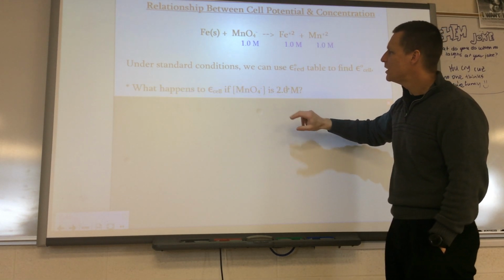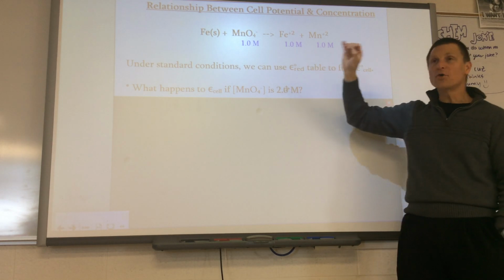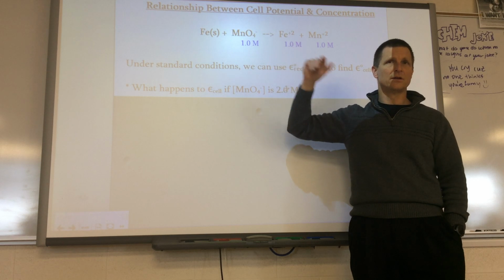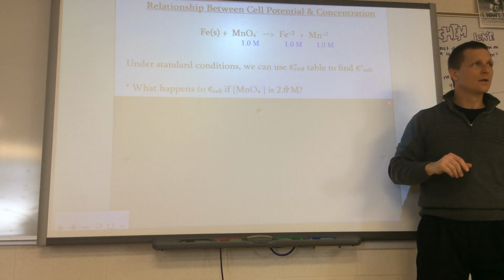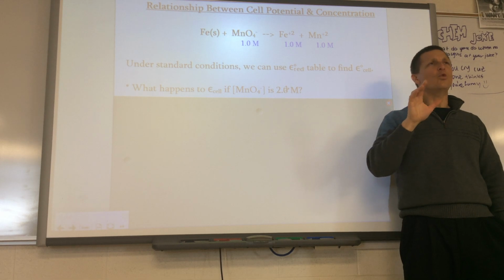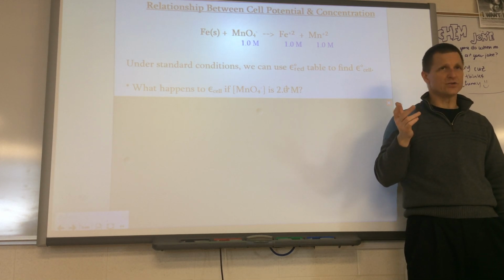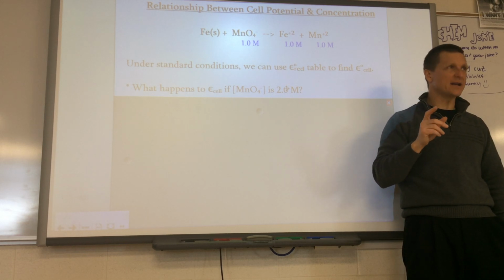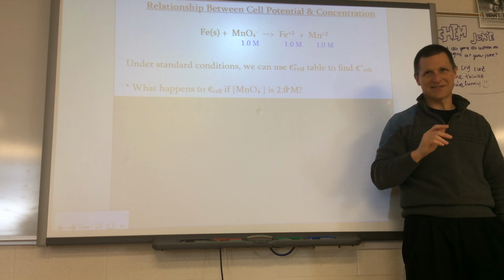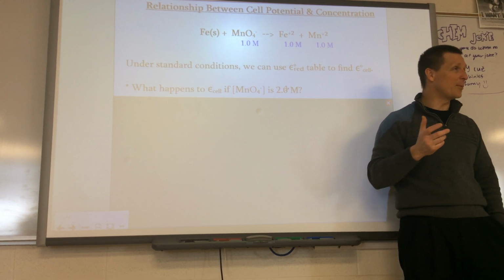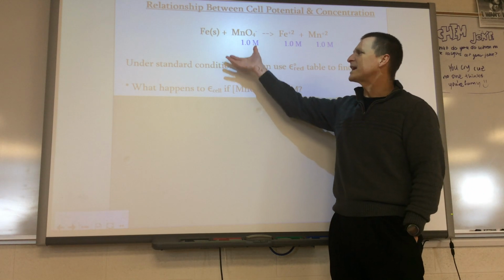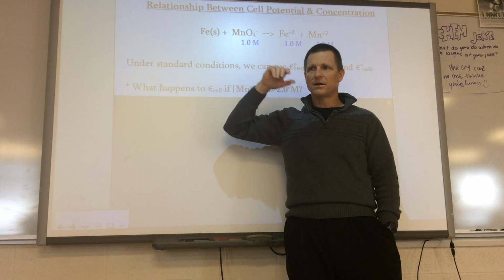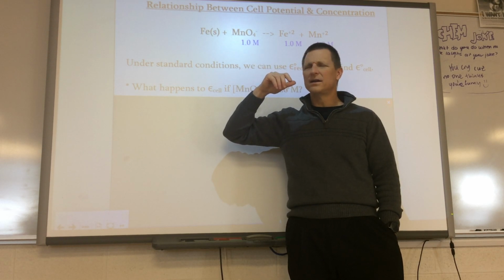Now what's going to happen to the voltage of this cell if I kick the permanganate concentration up to 2 molarity? Without any calculation, would the voltage go up or down, or would it not change? I will tell you that cell potential is dependent on concentration, so the not change option is not there. It's either going to go up or down. So if I'm talking about raising the concentration of the reacting thing, we'll go down? We need more of this, more of... Yeah, it's going to go up.